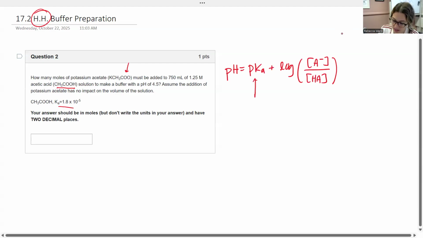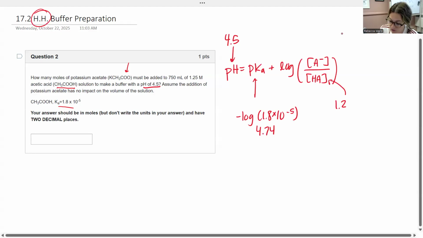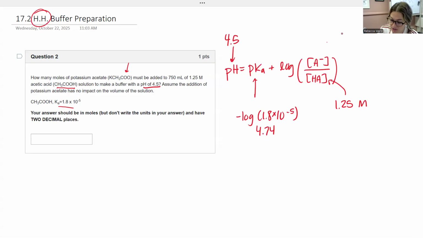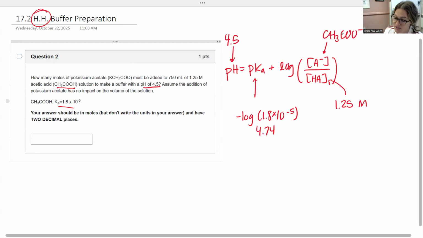We know the pKa because we have Ka. So we're going to take the negative log of 1.8 times 10 to the negative fifth. That's 4.74. We know the pH because we want to make a pH of 4.5. And we know the concentration of acetic acid, we're already starting with a 1.25 molar concentration. So we have everything. We just need to solve for the CH3COO minus.